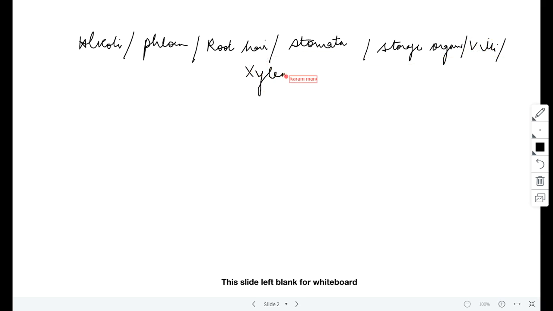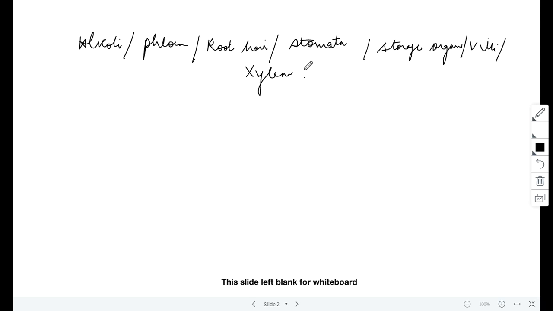Okay, so now I'm going to ask you some questions. Most water enters a plant through the root hair. The water is transported up the stem to the leaves in the xylem. The carbon dioxide enters leaves through stomata. A leaf uses carbon dioxide to produce sugar. Sugars are transported to storage organs through the phloem.